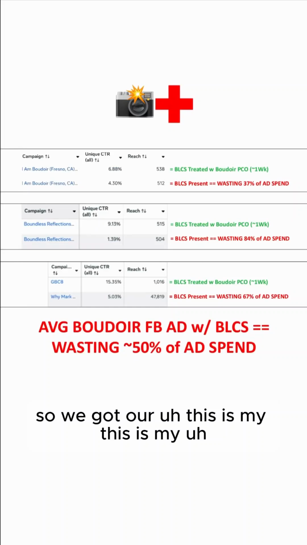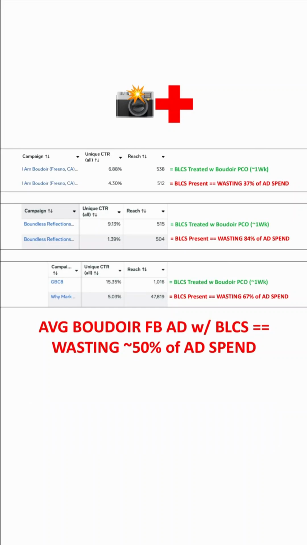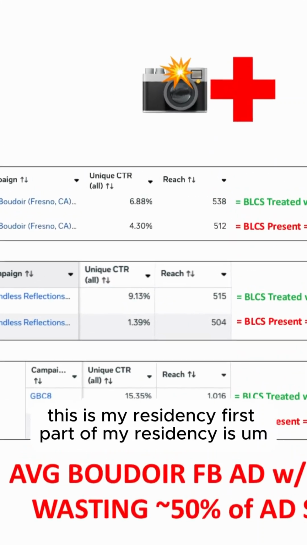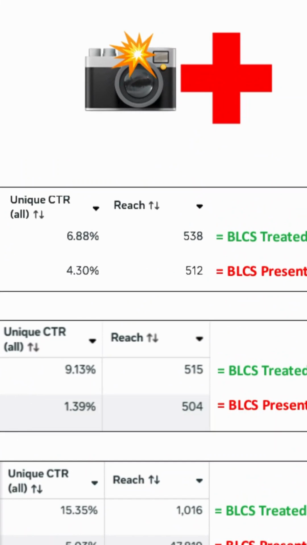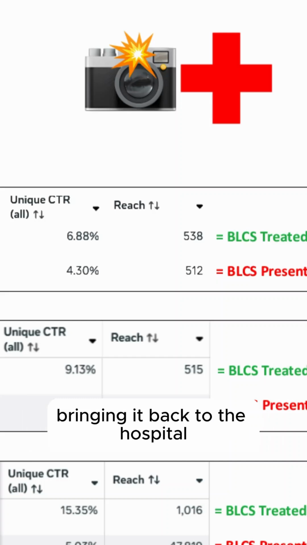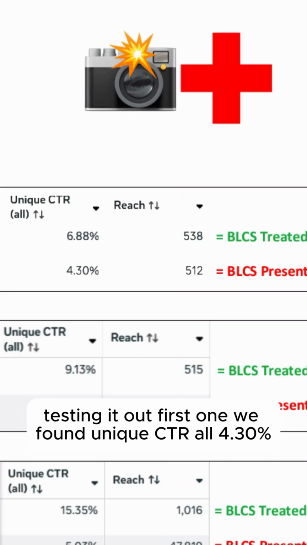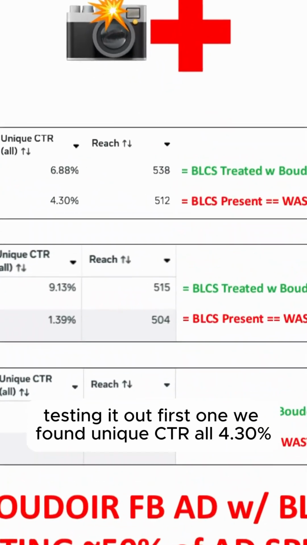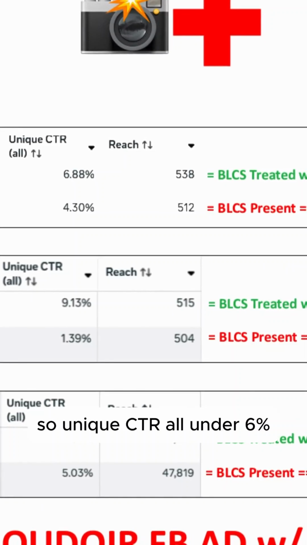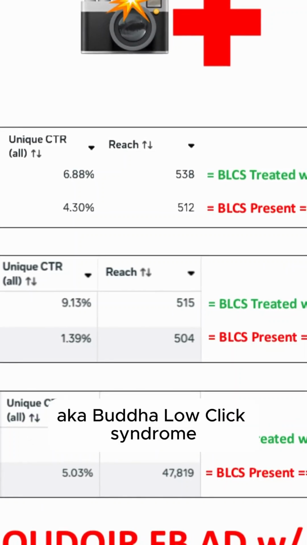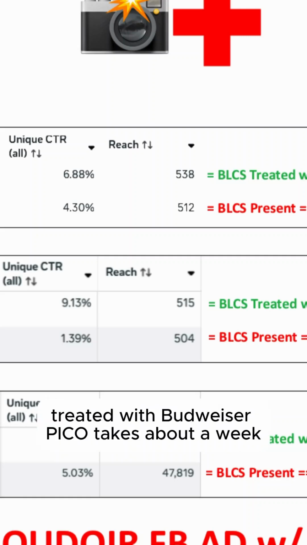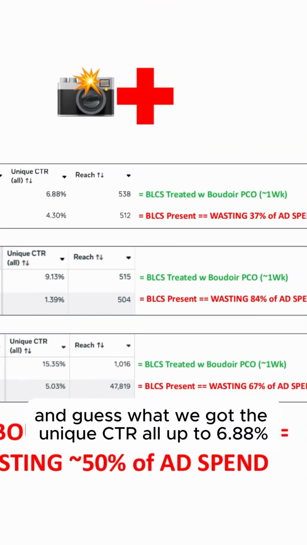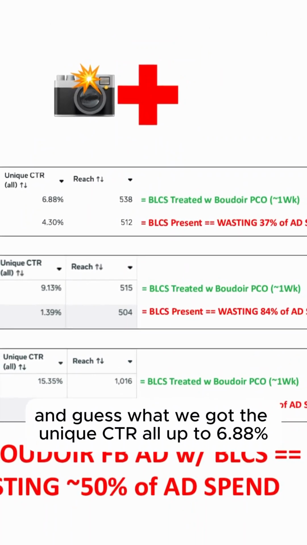So this is my residency. First part of my residency is finding a Boudoir Facebook ad out there, bringing it back to the hospital, testing it out. First one we found, unique CTR all 4.30%. So unique CTR all under 6%. We know that BLCS is present, aka Boudoir low click syndrome. So we got the treatment, treated with Boudoir Pico. Takes about a week. And guess what? We got the unique CTR all up to 6.88%.